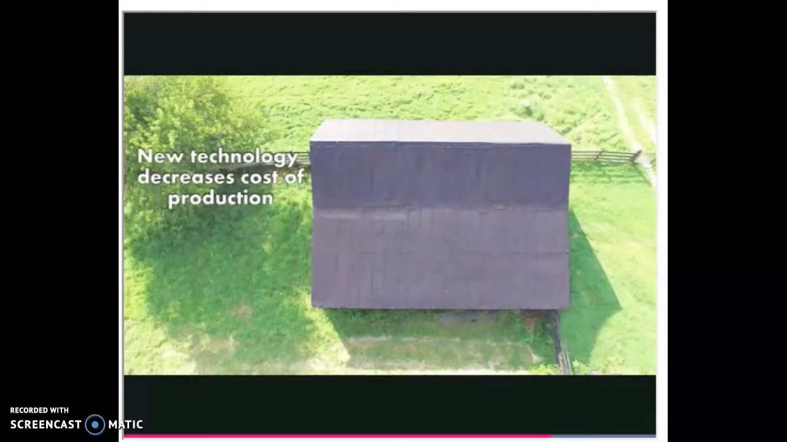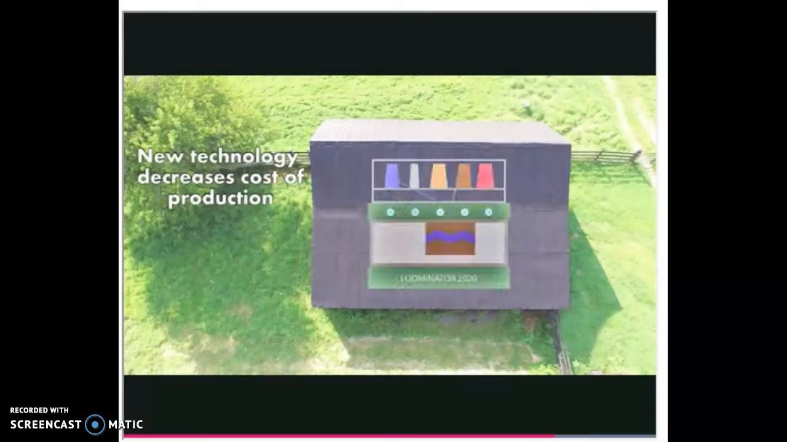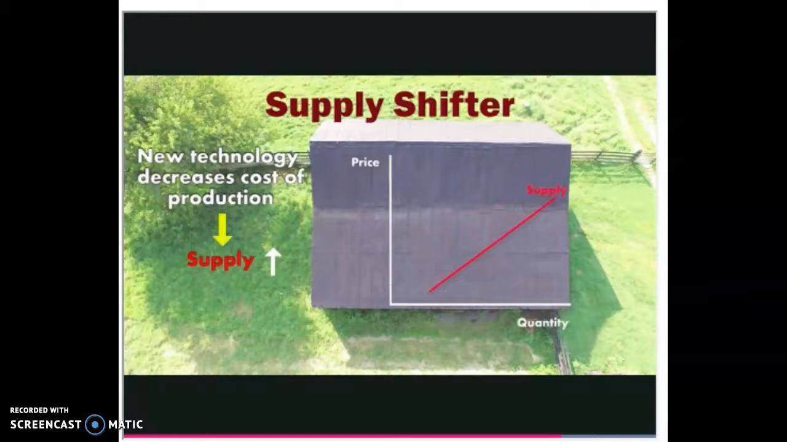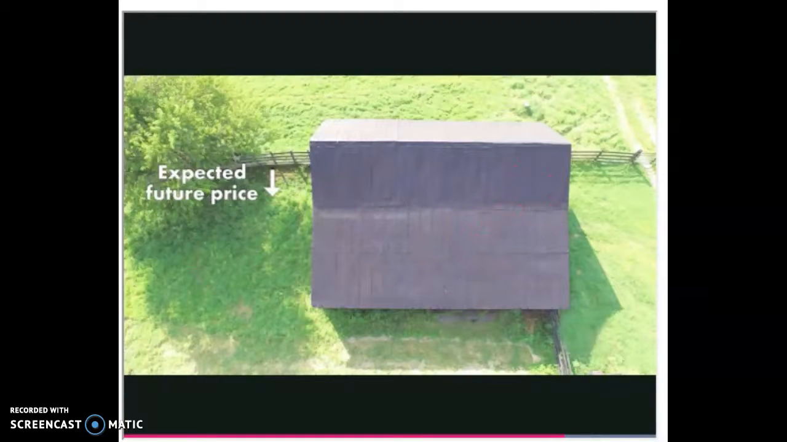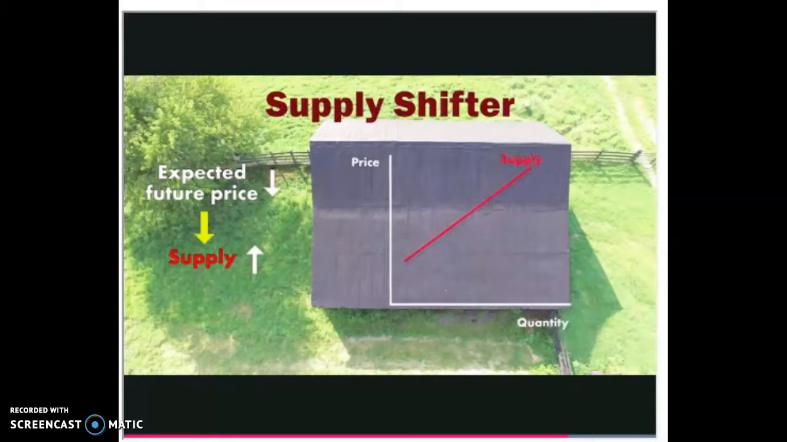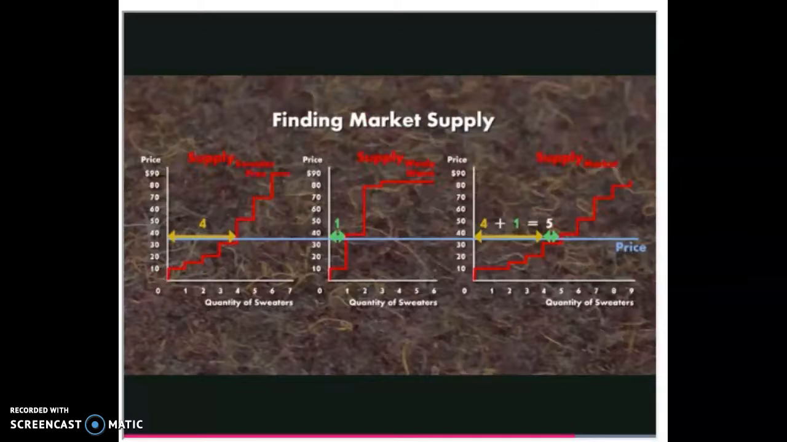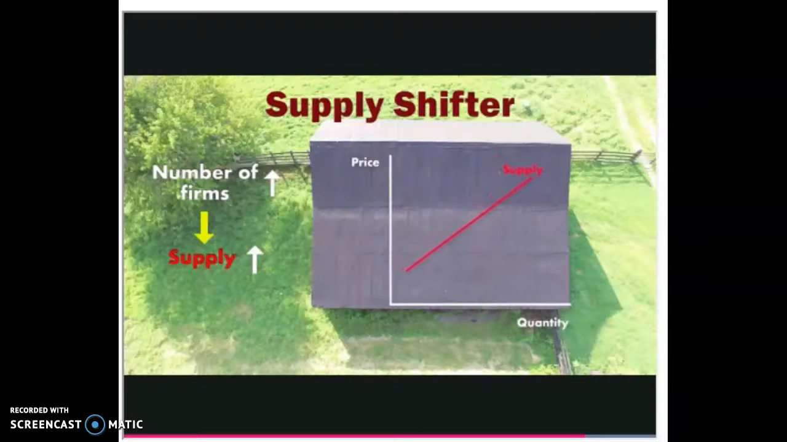Technology that decreases the cost of production, such as knitting machines that lower the cost of sweater production, will increase the supply. If the price is expected to fall in the future, firms will want to supply more now before the price drops. And we saw how the supply curve for a market is the horizontal sum of the supply curve for each firm. So if more firms enter the market, supply increases.